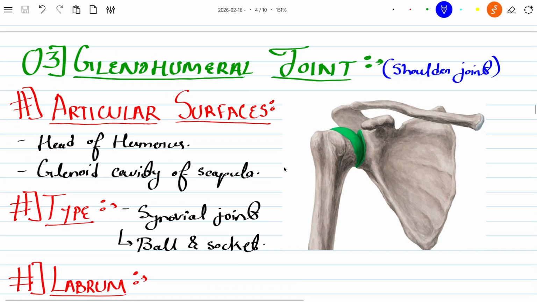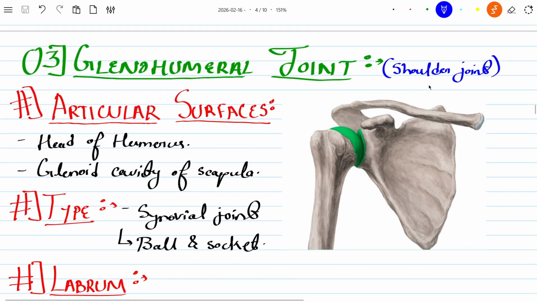The glenohumeral joint is the main shoulder joint that we can see. The glenohumeral joint is the most mobile joint of your shoulder complex, or else we can say shoulder girdle. The articular surfaces are the head of the humerus and the glenoid cavity of the scapula.